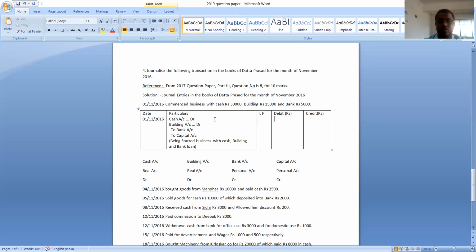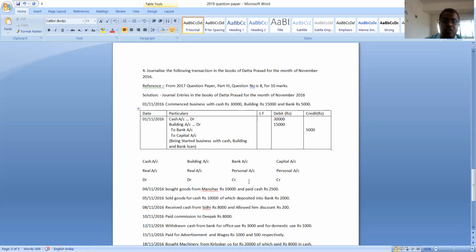Okay, ledger folio column is nil. So commenced business with cash. How much cash is invested into the business? 30,000 rupees. What is the value of the building? It is 15,000 rupees. Understood? So here these two accounts are debited. So we write the amount in the debit column parallel to the names of the accounts debited. Now in the credit column, we should write the amount parallel to the names of the accounts credited. How much is taken from bank? 5,000 rupees is taken from bank.